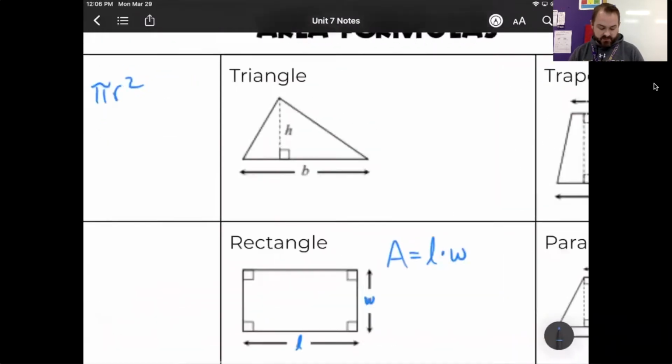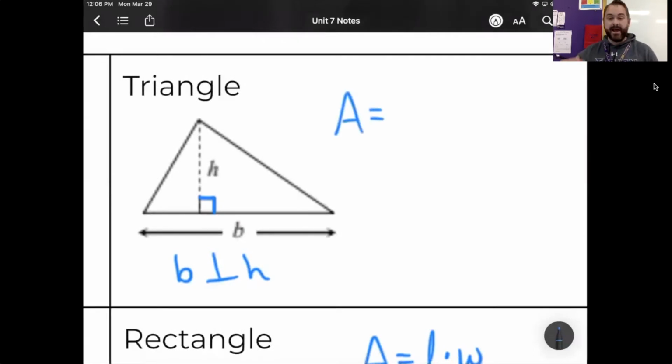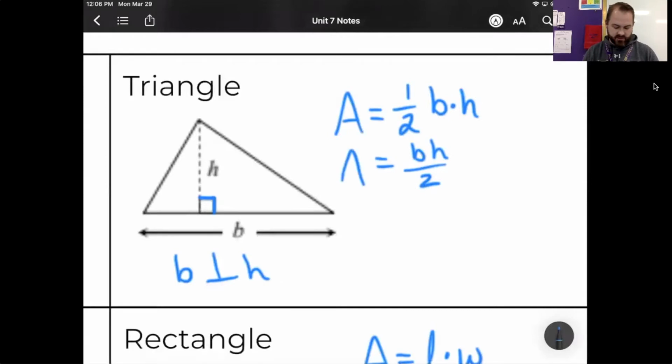So if you look at the triangle, I haven't marked a length and width measurement, but I've marked a base and height measurement. And the relationship between base and height always has to have this right angle marked, because base is always perpendicular to the height. This symbol, an upside down capital T, means perpendicular. So the area formula for a triangle, it's like half of a rectangle. So it's 1/2 base times height, or base times height divided by 2. That's the other way you can write that formula. Either way will work.